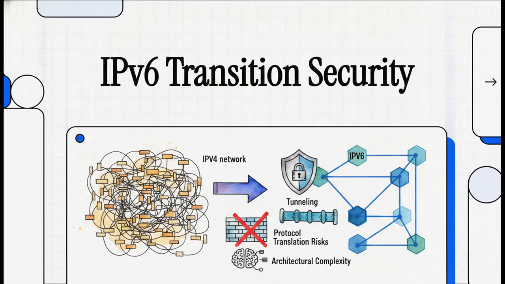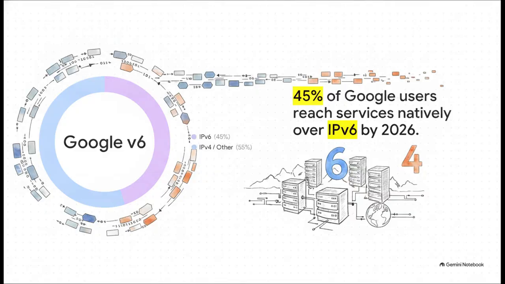Instead, we are going to break down the architectural reality and the serious security implications of the most critical transition technologies out there. And let me hit you with a metric right out of the gate that proves exactly why we need to have this conversation today. As of 2026, roughly 45% of all users are reaching Google services natively over IPv6. The transition to IPv6, it's not some hypothetical future risk you can just neatly push to next year's budget. No way. It is a present operational reality. Major ISPs are already running IPv6 primary or even entirely IPv6 only networks.